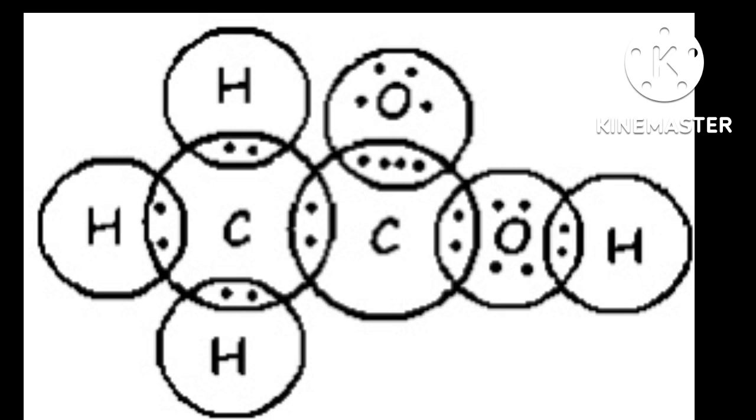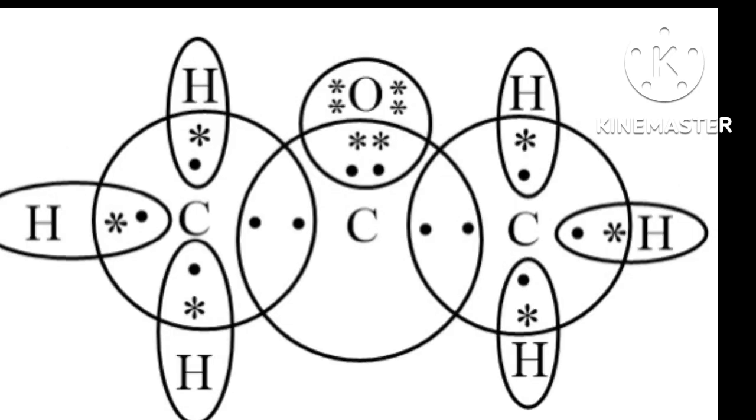Here you can see the electron dot structure of ethanoic acid, and this one is the electron dot structure of propane. You have to represent the electrons as dots and circle the bonds between carbon and other atoms.